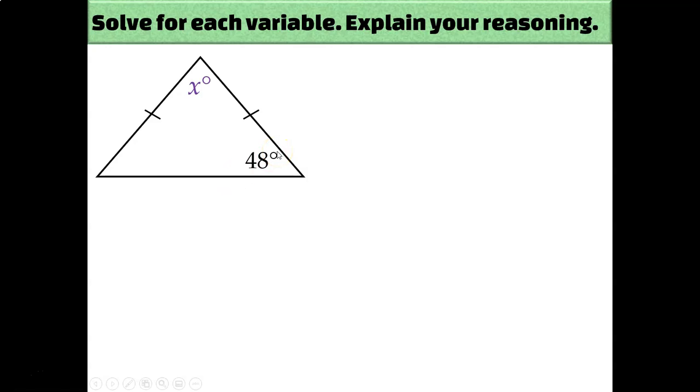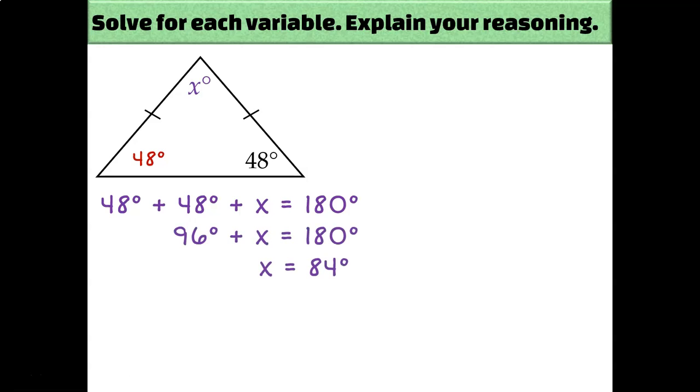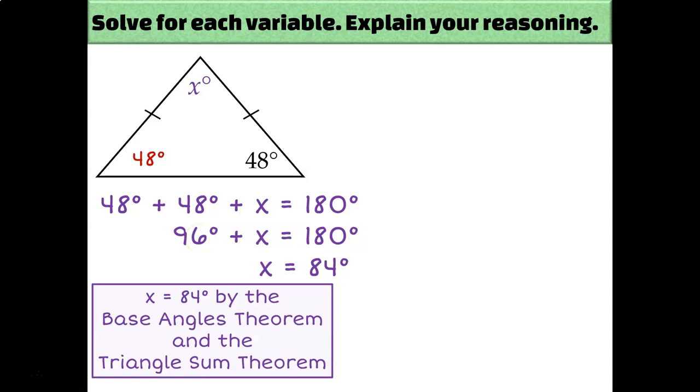So 48 is one of my base angles, and the other base angle would also have to be 48 degrees. So now I can add 48, 48, and x and set it equal to 180. And I can solve and figure out that x equals 84 degrees. And that would be because of the Base Angles Theorem.